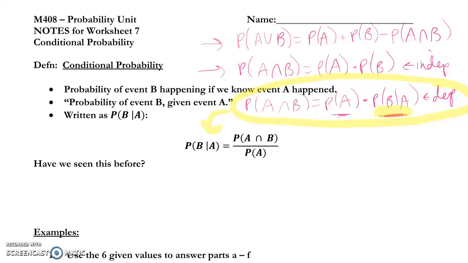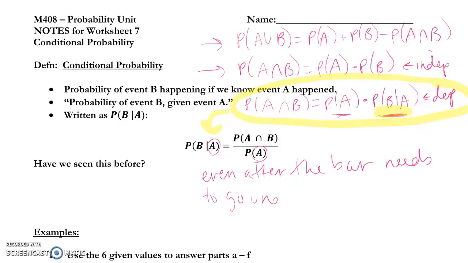Now, one tip that I often say is when you're trying to determine how to set this up, the event that is after the bar, in this case the probability of A, needs to go under the bar. So when you're trying to tell what probability needs to go on the bottom of your fraction, you simply look at what value is after the "given that" bar.